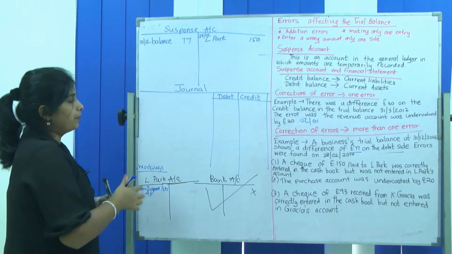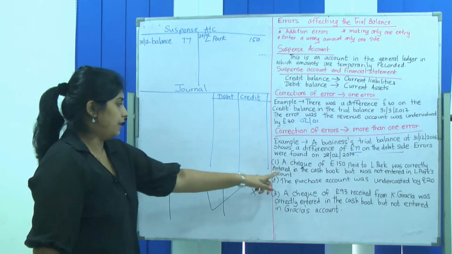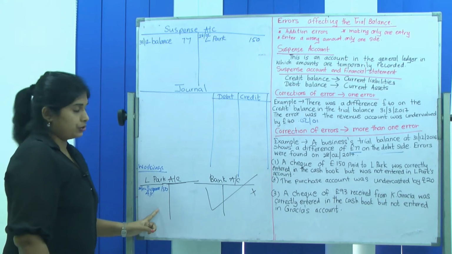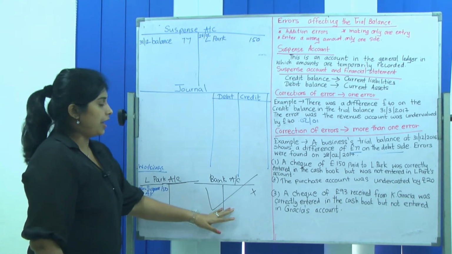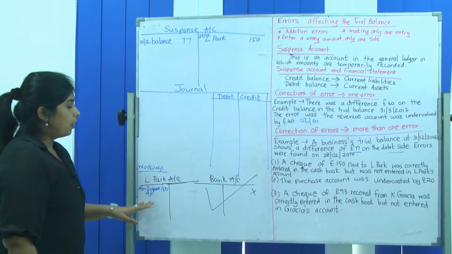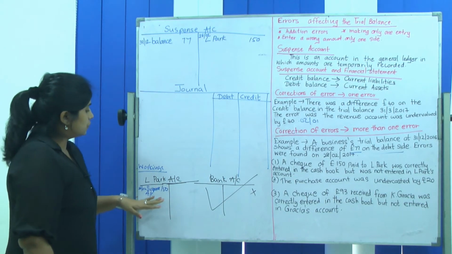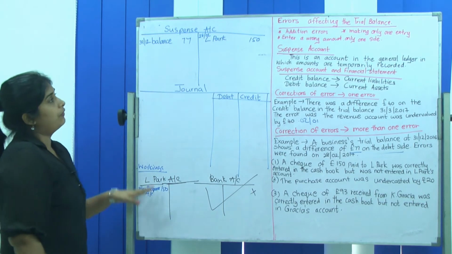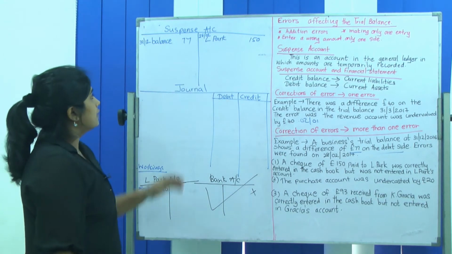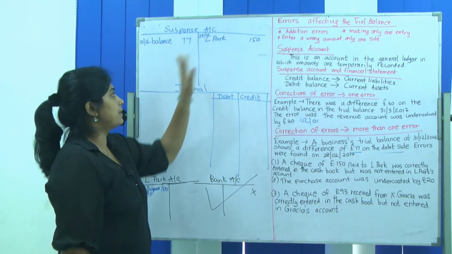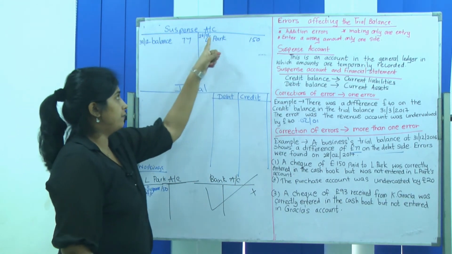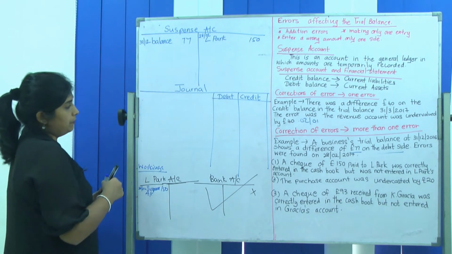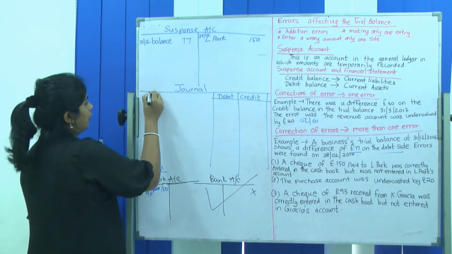A check paid to L Parker was correctly entered in the cash book. So the cash book should be credited and L Parker's account should be debited. The credit entry has been correctly entered, but they have omitted to debit L Parker. So to correct the error, you have to debit L Parker's account. The one and only account to credit is the suspense account. So the suspense account will be credited 150 as L Parker, and L Parker's account will be debited 150 as suspense. Now we'll record the journal entry.